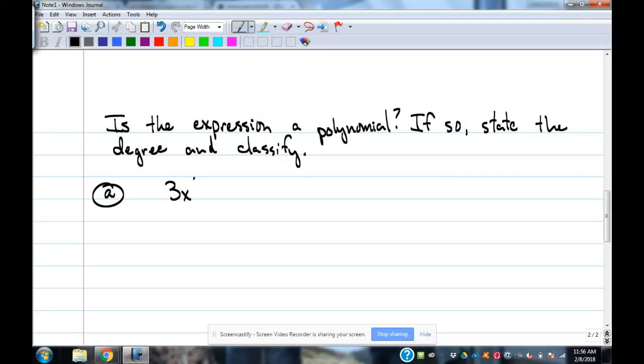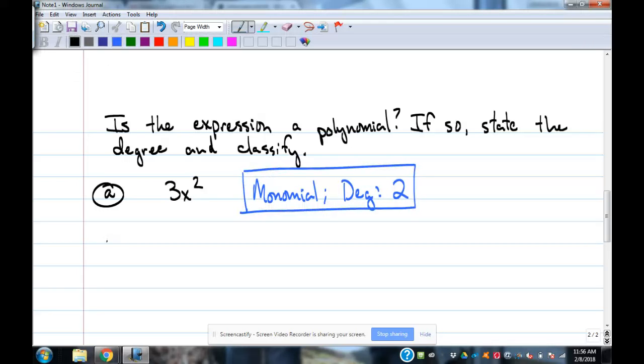So let's start with something easy. 3x squared. What is that? It's a monomial with a degree, and I'll abbreviate degree as DEG, of 2. Next, negative 5 x squared y to the 4. Is it a monomial? It's a monomial because it's only one term. What's the degree? 4 plus 2, 6.